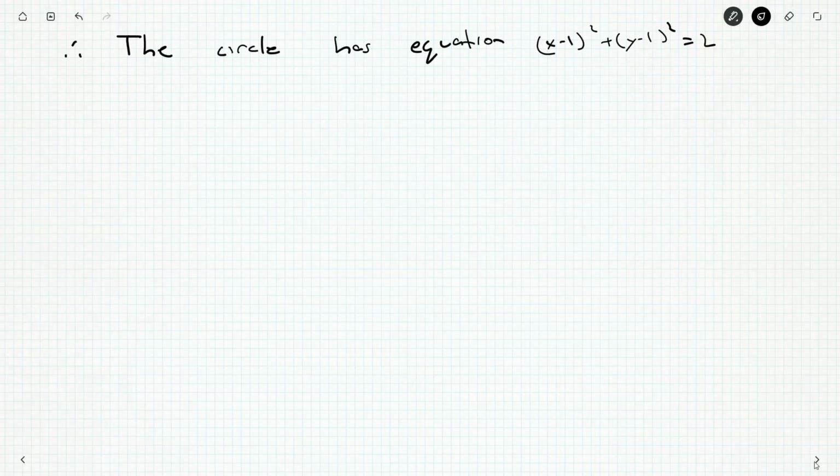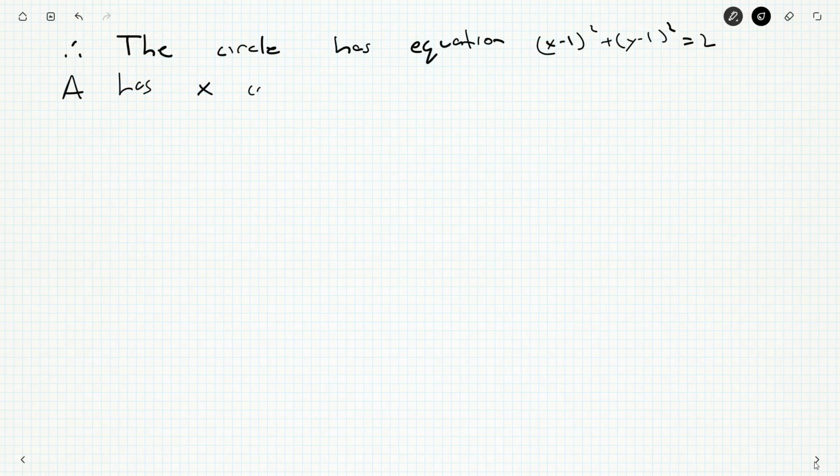And if we wanted to, we could double check. We know what the coordinates for B are. It's 2, 0. 2 minus 1 is 1, squared is 1. 0 minus 1 is 1, squared is 1. And that also makes me think that A is going to have coordinates 0, 2.